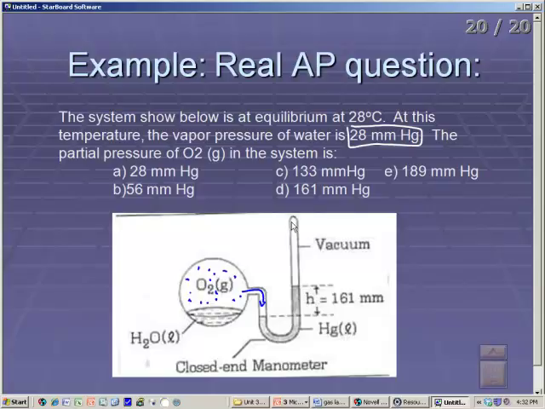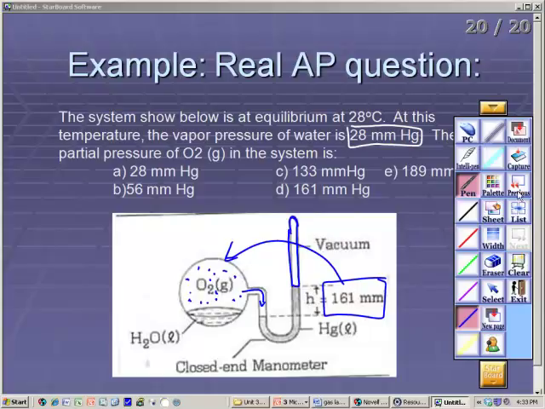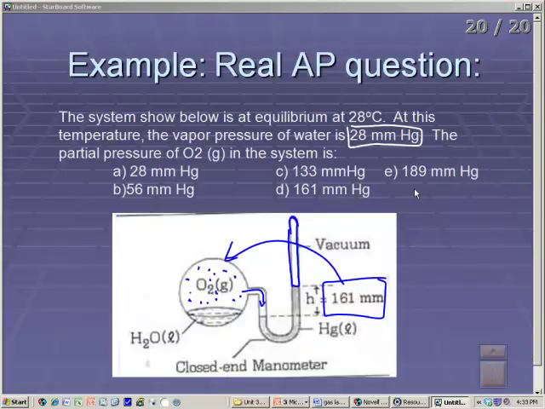Now, since this is a closed manometer, in other words, that means that this area right here is a vacuum. Vacuums do not exert any pressure. So we don't have to worry about whether we should be adding or subtracting from the atmospheric pressure. There is no pressure to compare it to. So this right here is the pressure that this container is pushing on it. So in other words, P total is equal to 161 millimeters of mercury.